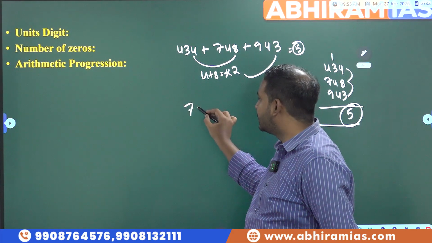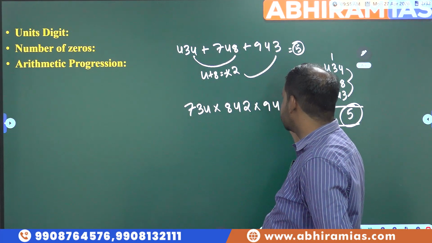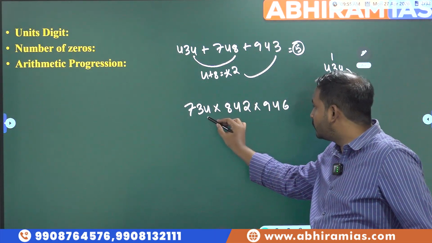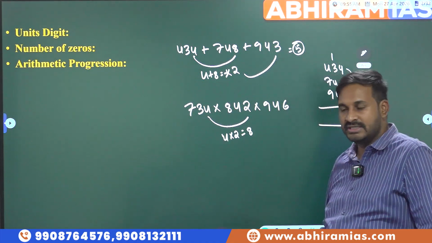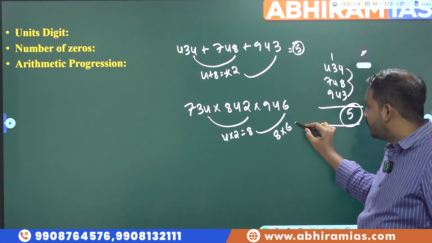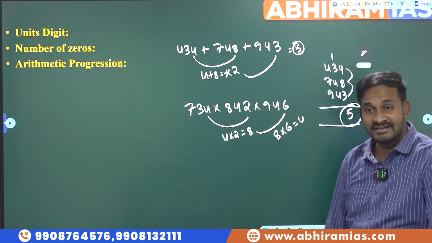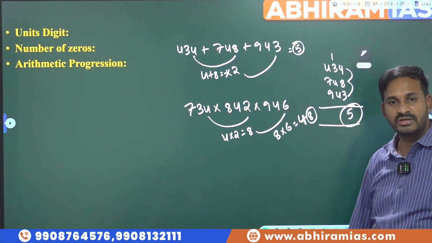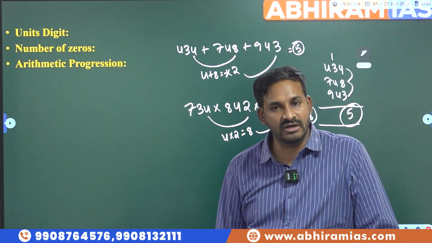Similarly, 734 into 842 into 946. This is the number, same. Earlier it was plus, now it is into. 4 2s are 8. A single digit, no worries. 6 8s are, sorry, 8 6s are 48 for us. What is the units digit? 8. So here we only concentrate on the digits present at the units place, whether it is addition or multiplication.